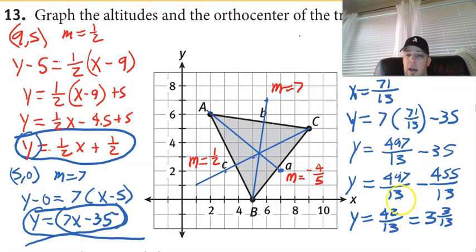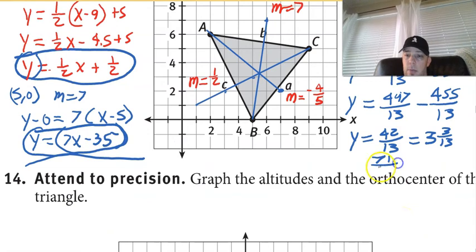Because 3 would be 39, and you've got 3 more. So 3 3/13 is your y value. So 1, 2, 3 3/13 up. There we go. That is really ugly. So 71/13 and 42/13 would be your coordinate on that one. Man, that one was really ugly.